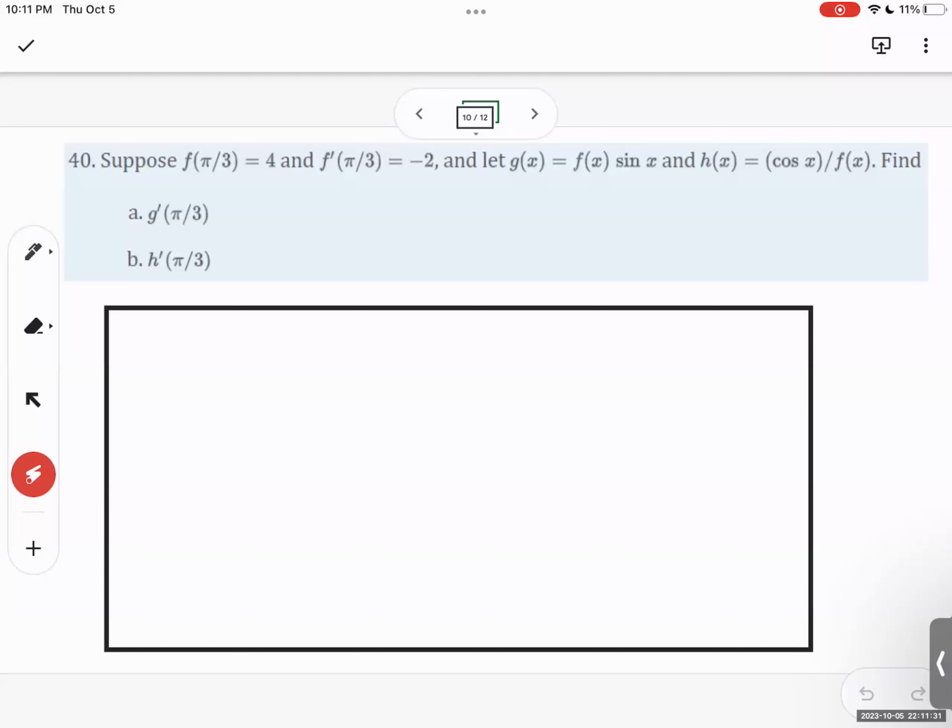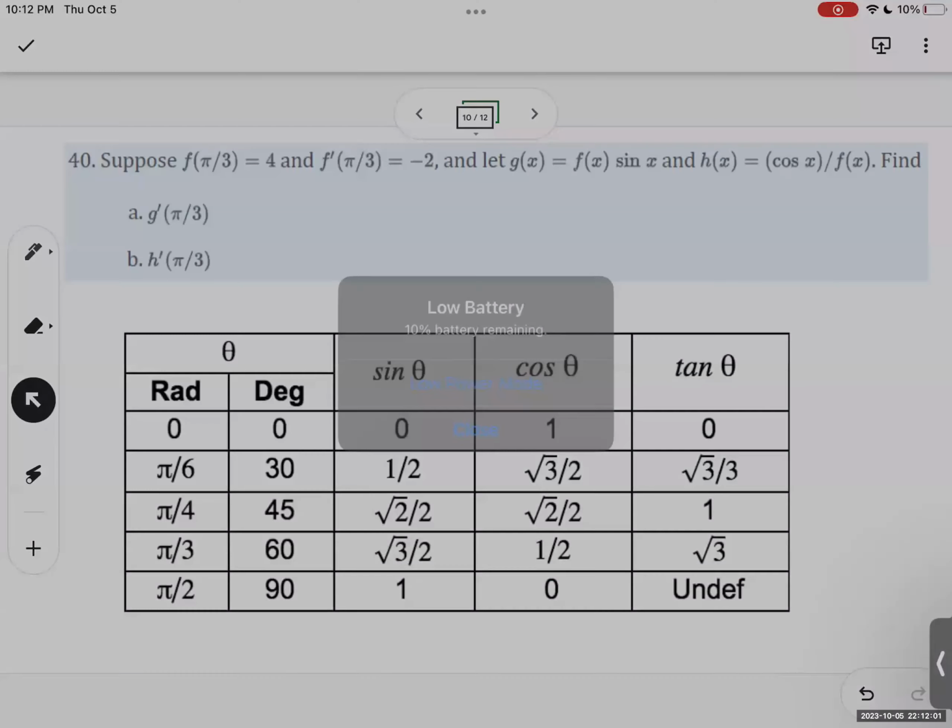So now we want to find the derivative of g, which is f of x times sine x, at pi over 3, and the derivative of h, which was our quotient function, at pi over 3. So in order to find these values, we're going to need to know sine x, cosine x at pi over 3. So some good values to know.